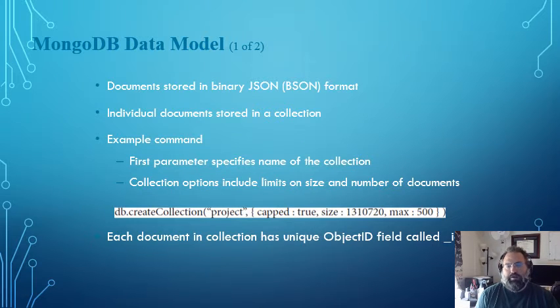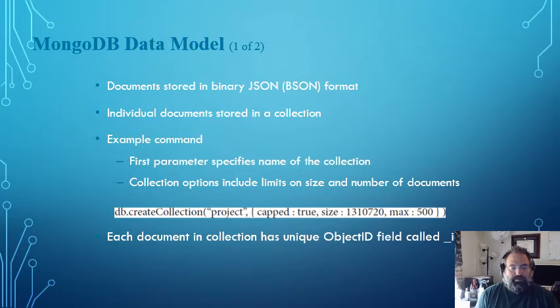MongoDB is one of the more common ones. It certainly was one of the early ones. It supports a variation of JSON called BSON, which is a binary form of JSON for performance reasons. Individual documents are stored in a collection, and in an example command the first parameter specifies the name of the collection. The collection option includes the limits on size and number of documents.